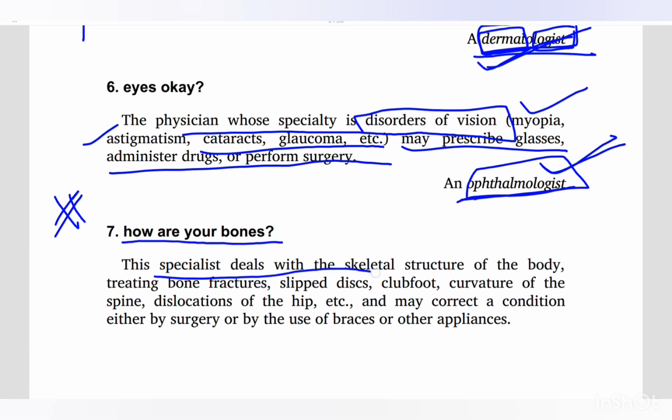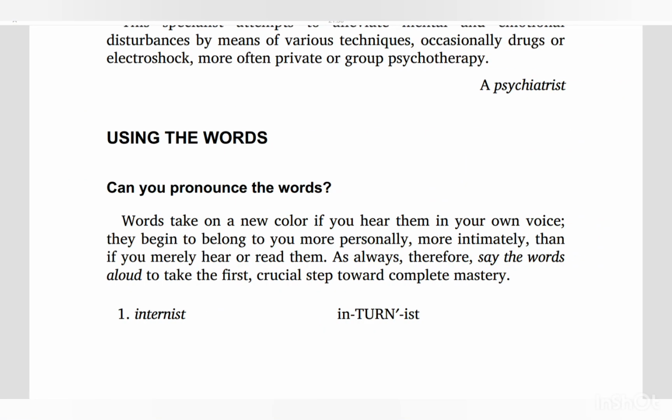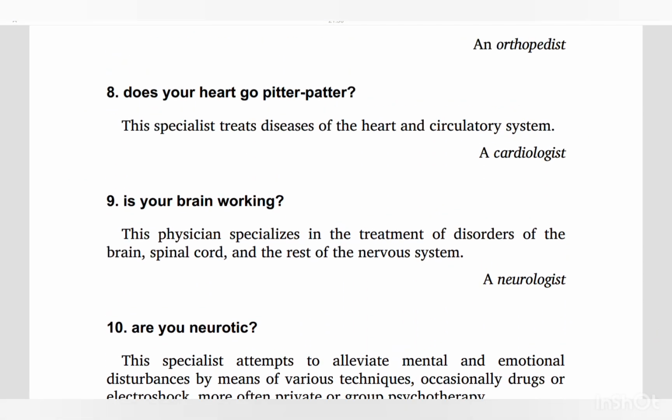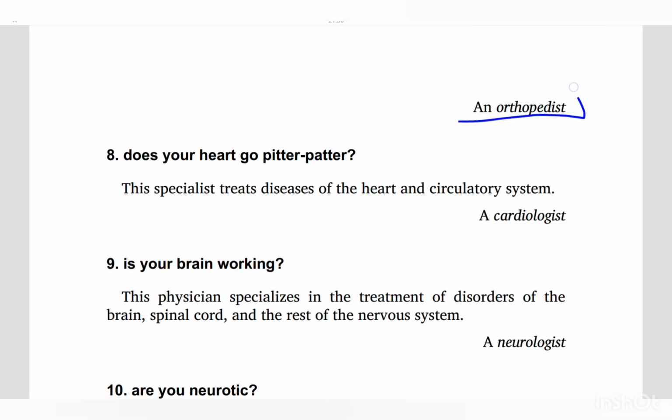How are your bones? This specialist deals with the skeletal structure, like our skeletal system, our bones. If you have a bone-related issue, you will consult a bone doctor, which is called an orthopedist. You don't have to get confused between an orthopedist and an obstetrician. An obstetrician is related to pregnancy, a mother who is just going to have a baby, and an orthopedist is a bone doctor. Okay, skeletal system.